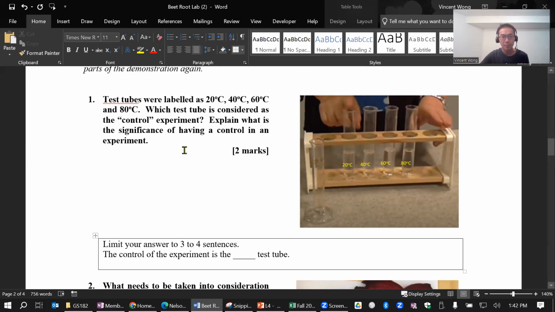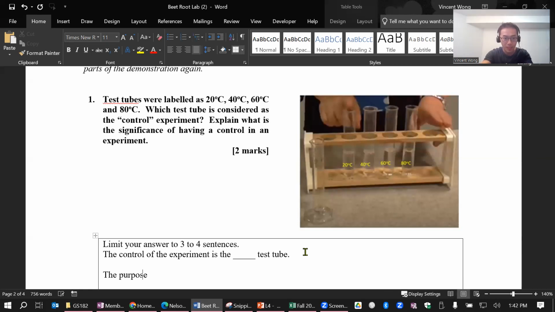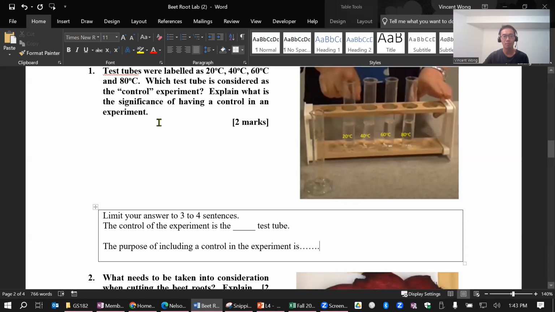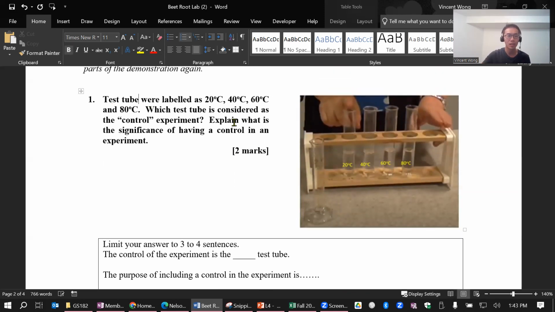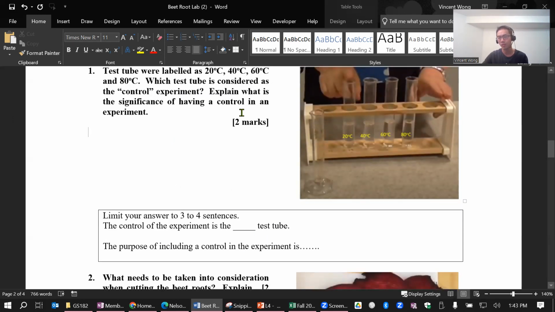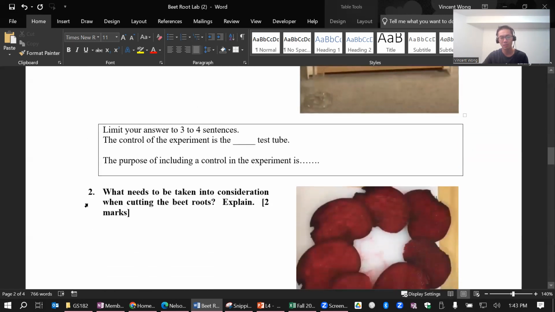That's the first part. The second part is to explain the significance of having the control. You should follow up with: the purpose of including a control in the experiment is, and then give me the reason. Why do we have to have two groups? Why can't we just give everybody the vaccine and see if it works or not? Why do we need a control group that's not receiving anything? What's the significance of having the control? Make sure you answer those two things. You would have 2 marks. Just 3 or 4 sentences. Keep it short.